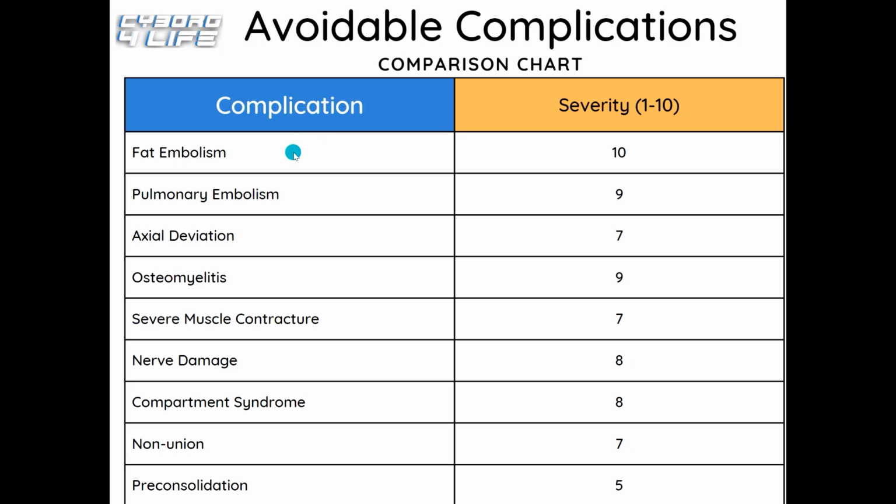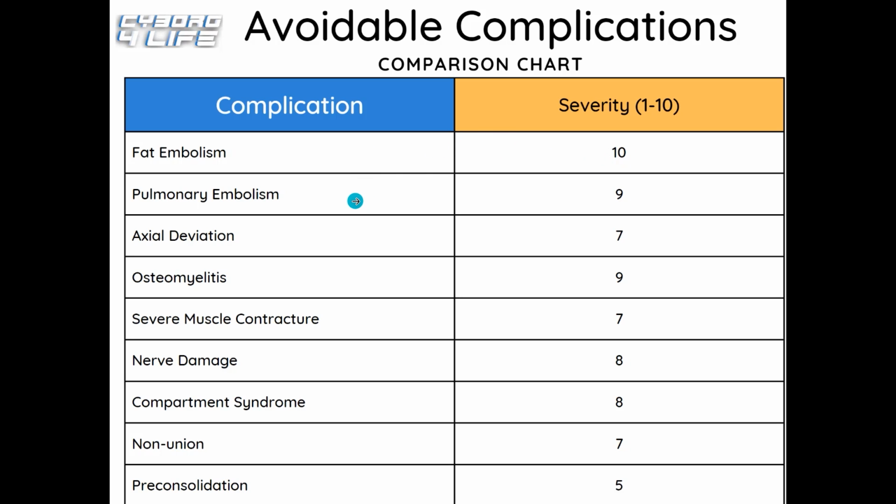So the first is the fat embolism, and this gets a 10 out of 10. Look, it's a very serious complication. It moves fast and it's heavy. But if it's monitored correctly, you can definitely avoid it, but it can cause death. So that definitely gets a 10 out of 10.